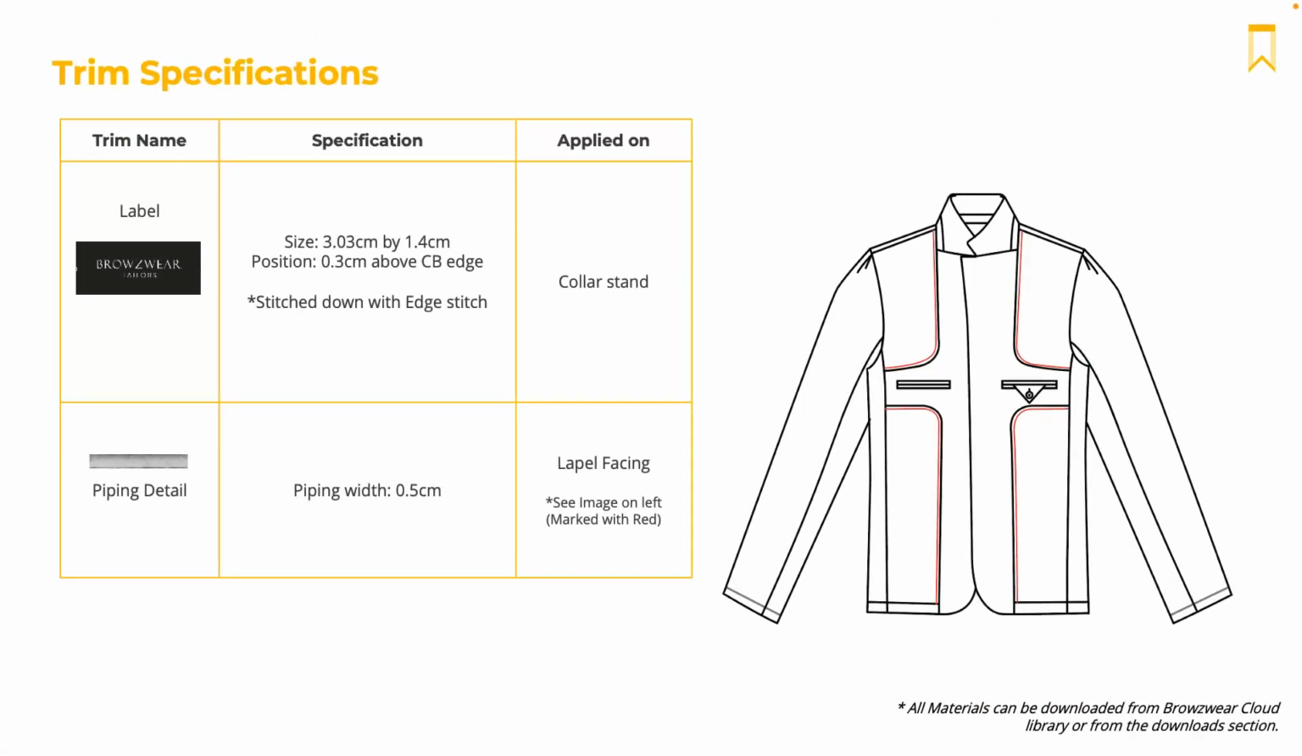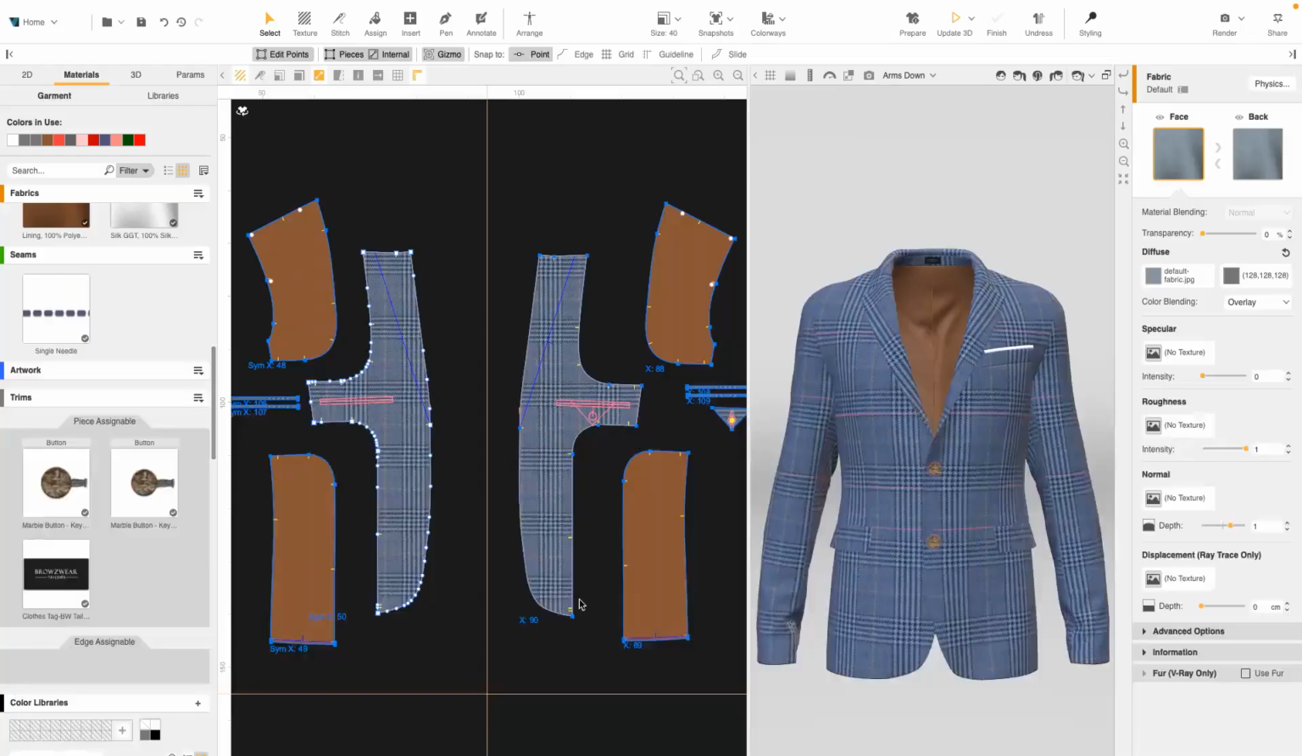The last trim we need to assign is the piping detail. There are two ways to create piping details. One is by using an edge assignable trim, and the other way is to create the piping patterns and stitch to the edges of the patterns. You can decide if it would be necessary to achieve the piping detail with patterns, depending on what you're trying to achieve with the garment.